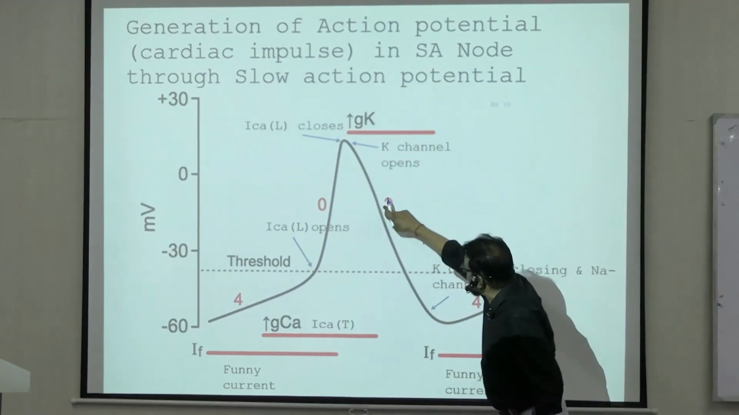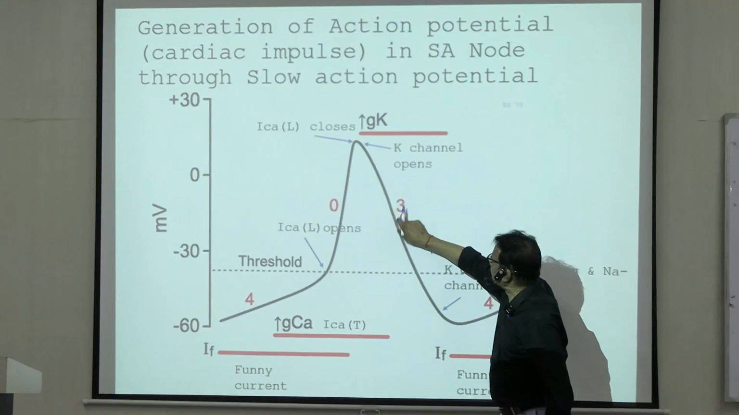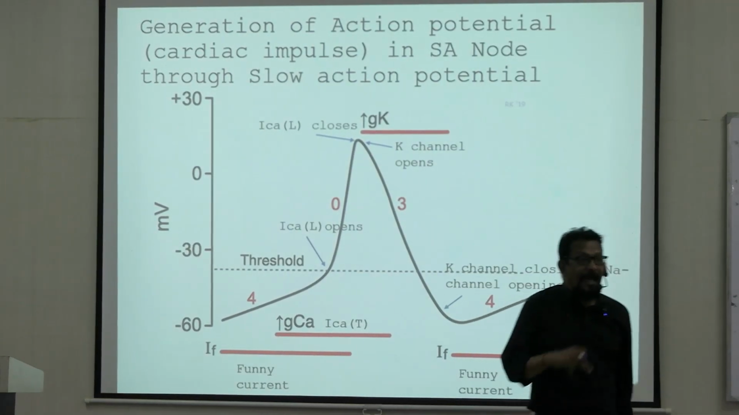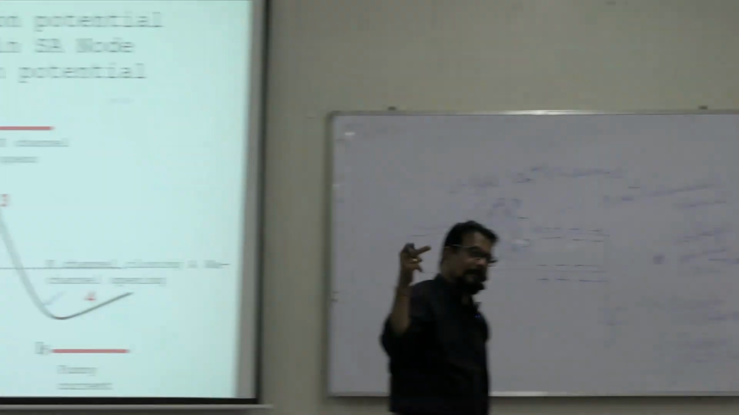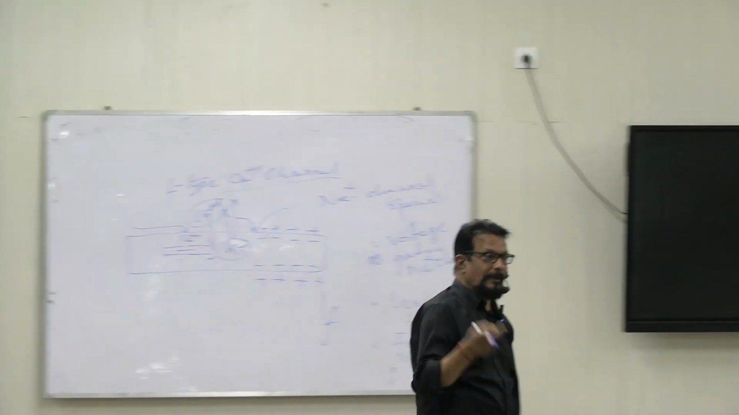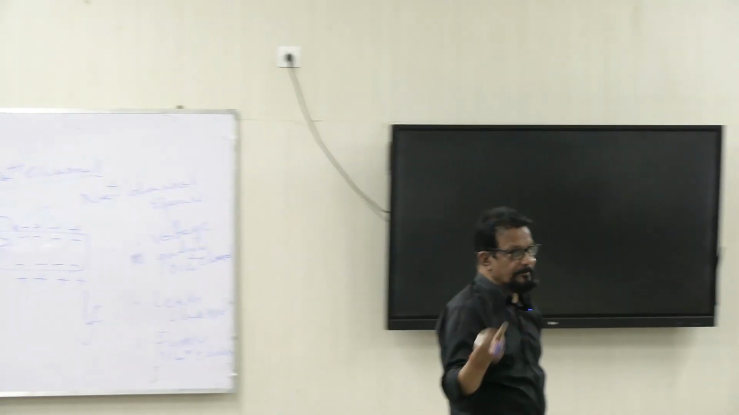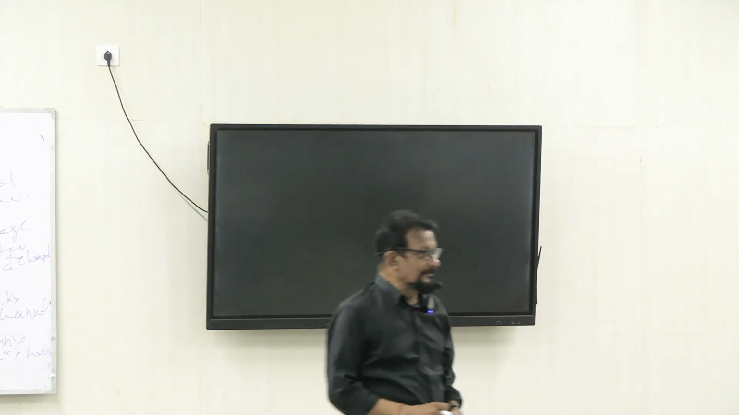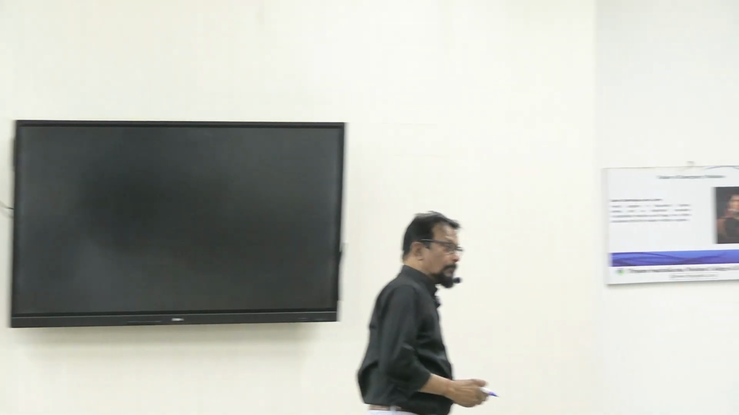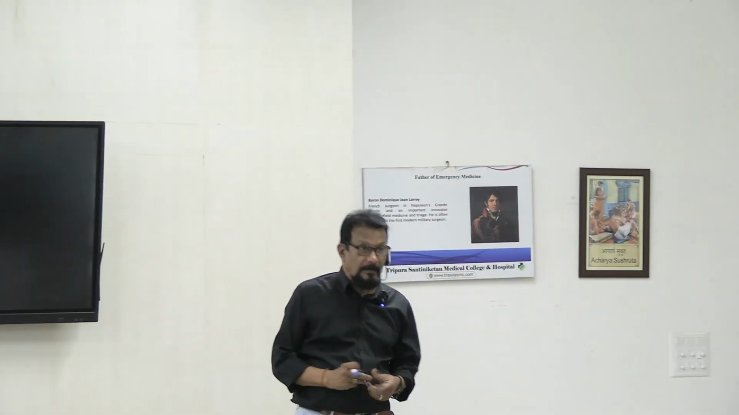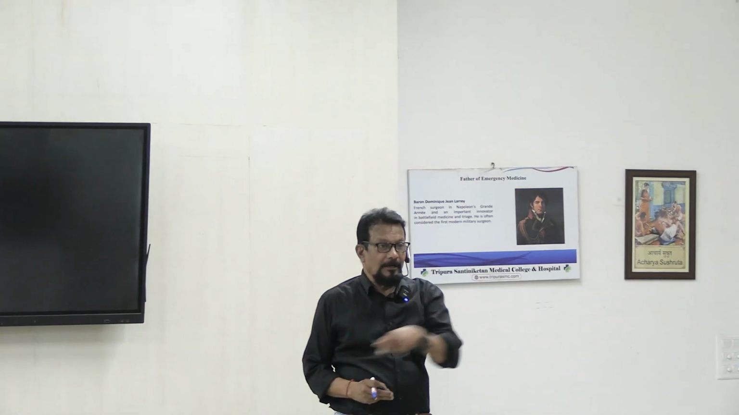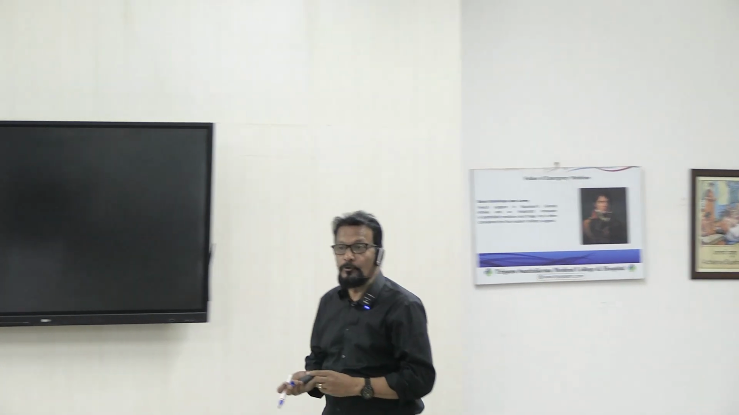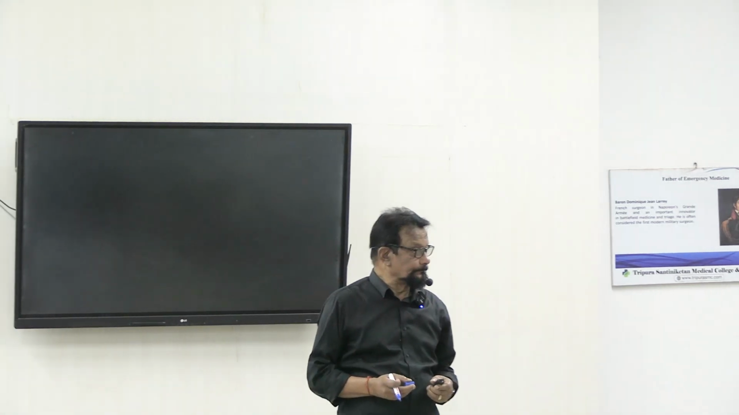When stage 3 starts, the potassium channel will close and the funny current will be entering, that is, sodium ion will be entering. So this way pacemaker potential is developed, and this pacemaker potential causes development of the cardiac potential, or the slow type of action potential.